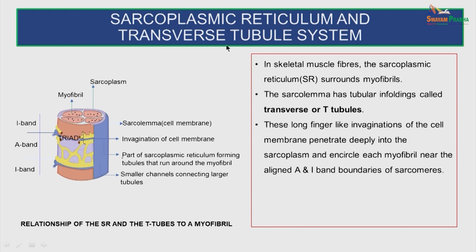Sarcoplasmic reticulum and transverse tubule system. In skeletal muscle fibers, the sarcoplasmic reticulum surrounds the myofibrils. The sarcolemma has tubular infoldings called the transverse or T-tubules. These long finger-like invaginations of the cell membrane penetrate deeply into the sarcoplasm and encircle each myofibril near the aligned A and I band boundaries of sarcomeres.